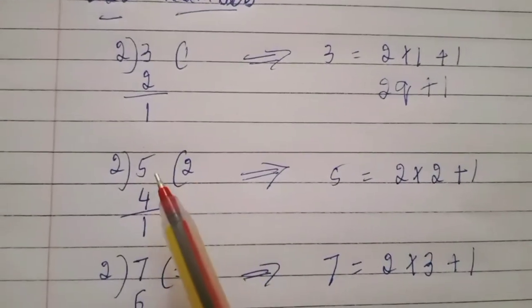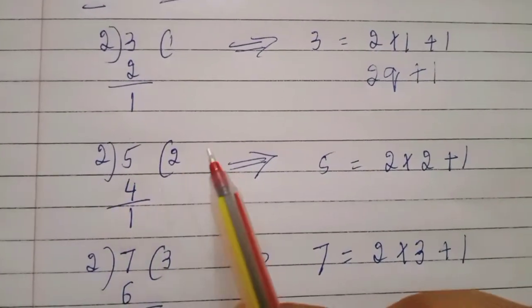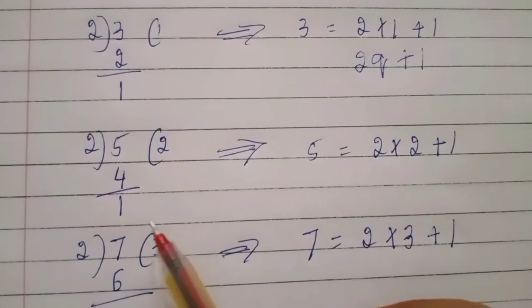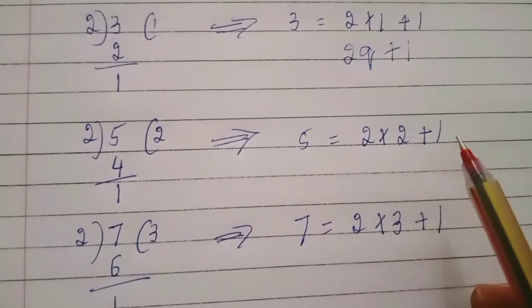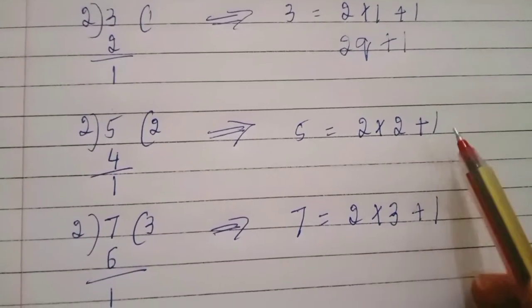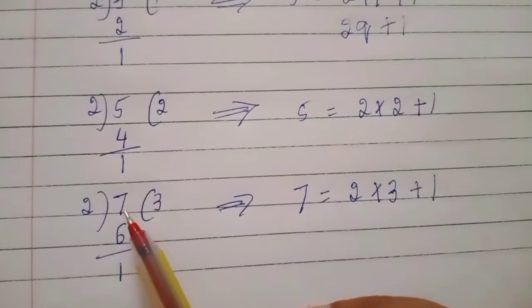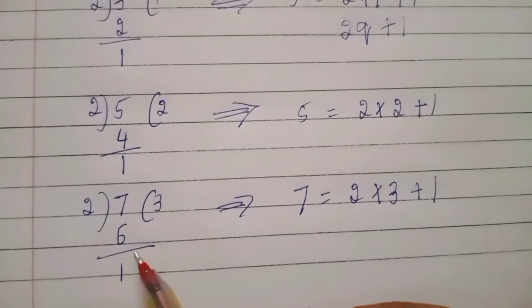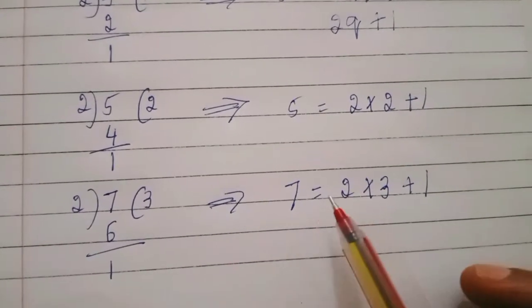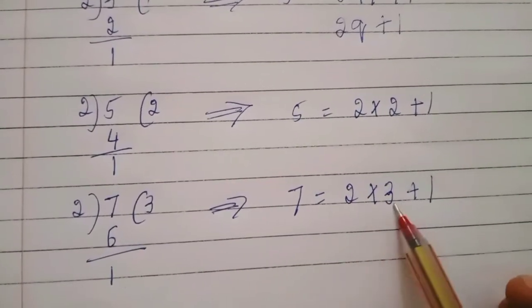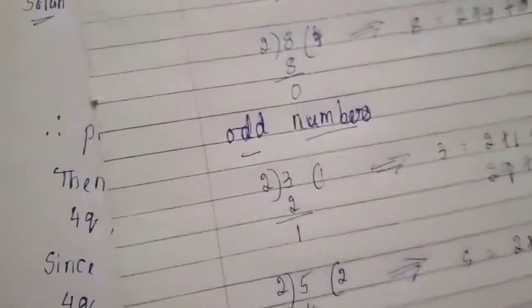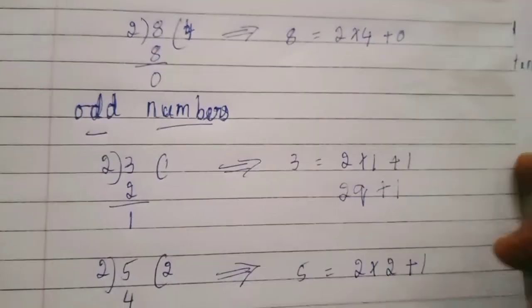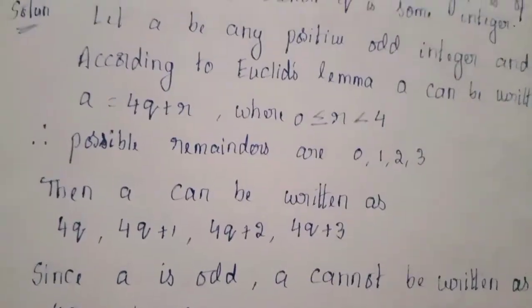Similarly, 5. When you divide 5 by 2, 2 2s are 4. So the remainder is 1. So how will you write? 5 can be written as 2 into 2 plus 1. That is the 2q plus 1 form. Next, 7. 7 divided by 2. 2 3s are 6. Remainder is 1. So 7 can be written as 2 into 3 plus 1. I have given all these examples to understand the question, but all this is not necessary to explain in the solution.